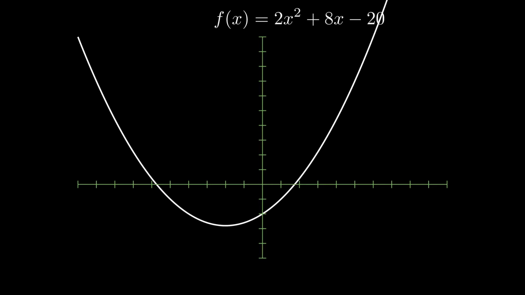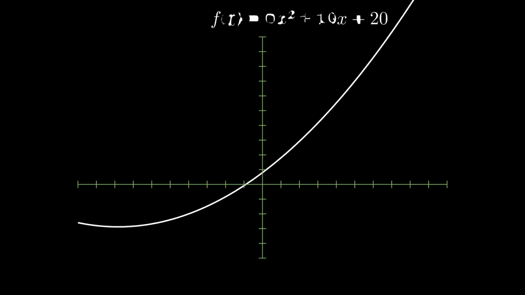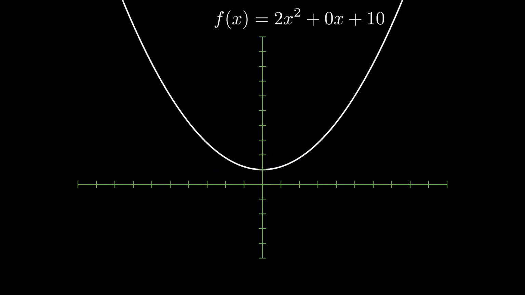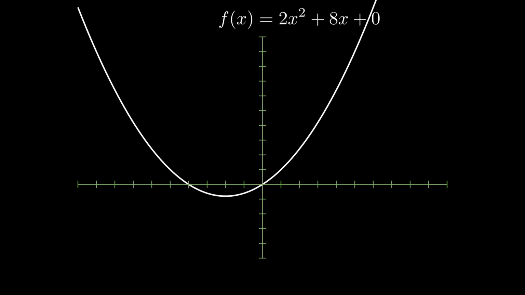If a equals 0, the equation becomes a straight line instead of a curve, which is not a quadratic function. However, if b equals 0 or c equals 0, it is still a quadratic function.